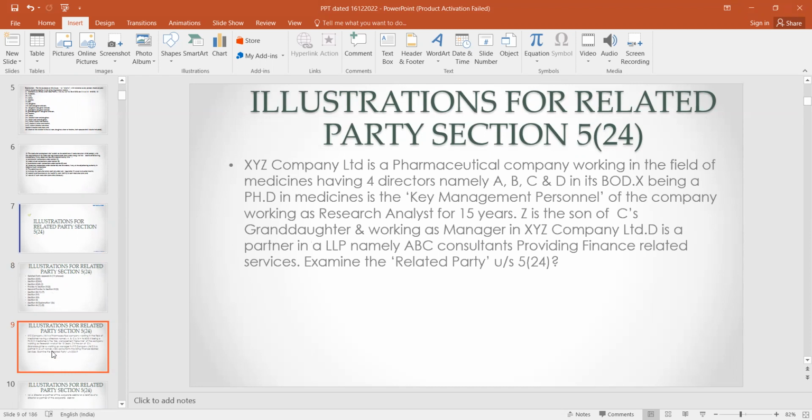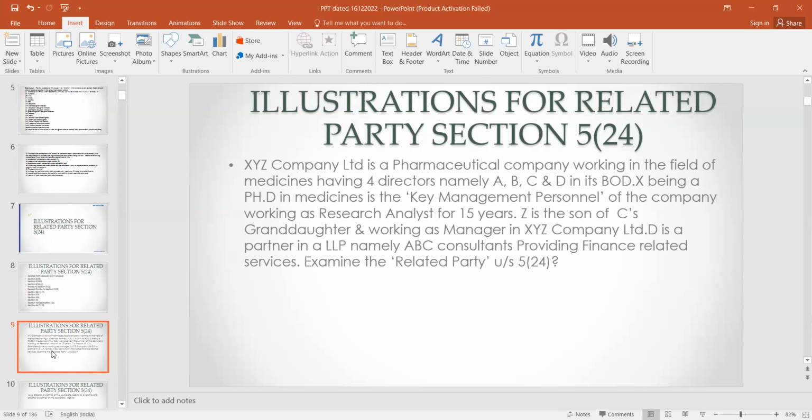XYZ Company Limited is a pharmaceutical company working in the field of medicines, having 4 directors: A, B, C, D, in its board of directors. X, being a PhD in medicines, is the KMP of the company, working as a research analyst for 15 years. So X is the son of C's granddaughter. So you have to see the relationship also. Now Z. So in XYZ, ABCD are in board of directors. X is KMP. Now there is another person, Z. So Z is the son of C's granddaughter.